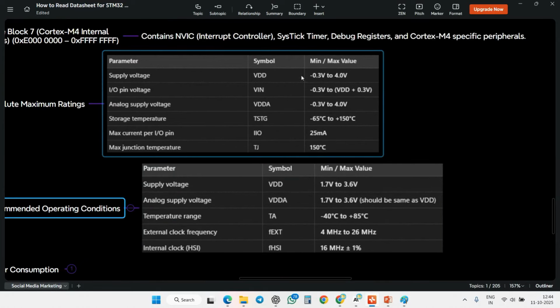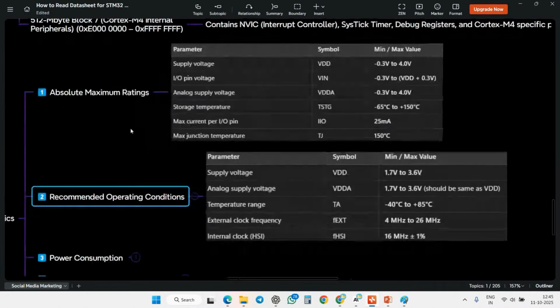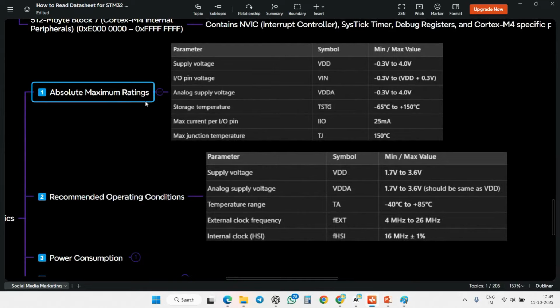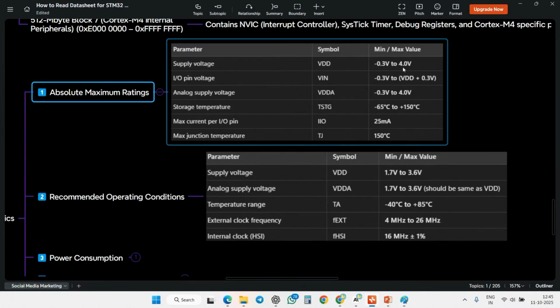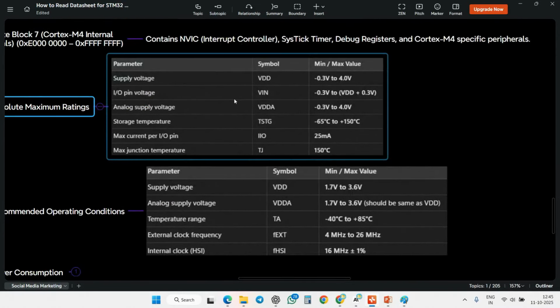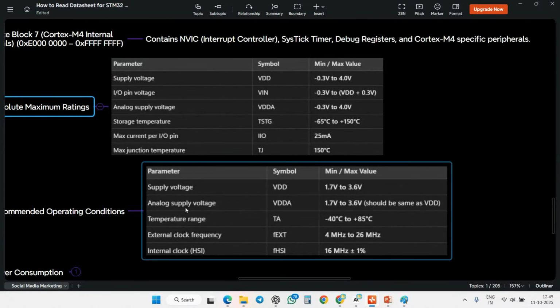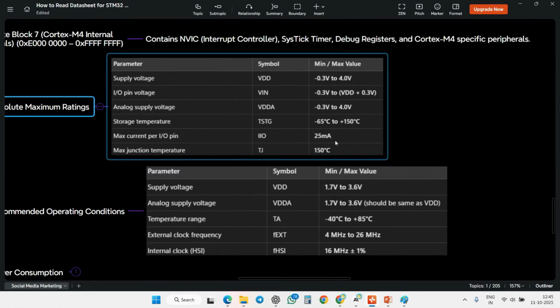If you look at this minimum voltage, whenever the voltage drops below this minimum range, it causes a problem, right? So this is called the absolute maximum rating, maximum to minimum rating. 3.6 is the maximum. If you try to give 4 volts, it causes a problem to your core processor. Other than that, what is the analog supply voltage? The exact voltage you need to give is 1.7 to 3.6. If you try to give beyond this, it causes a problem.